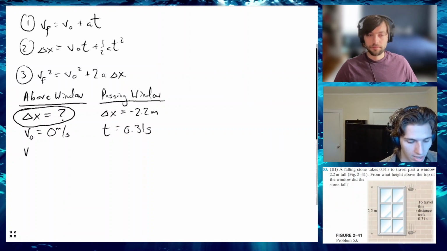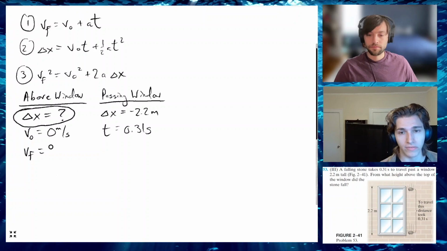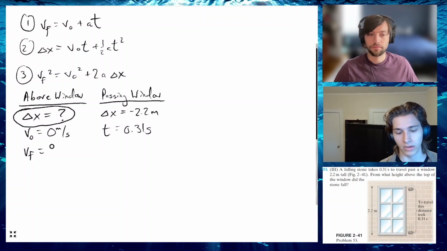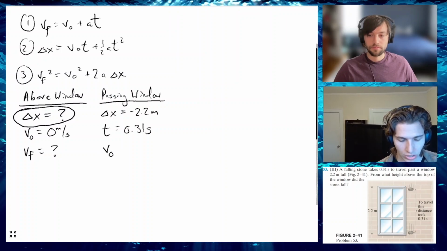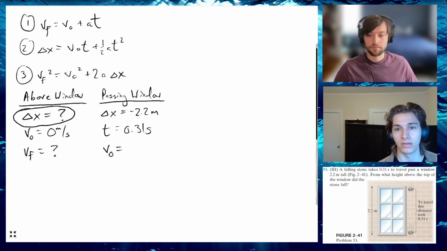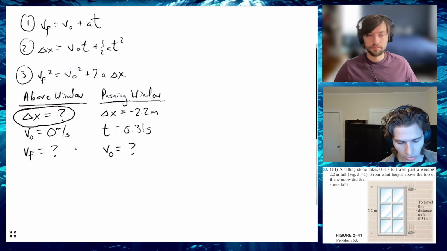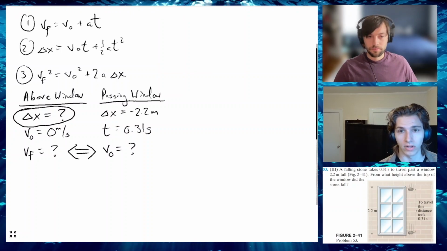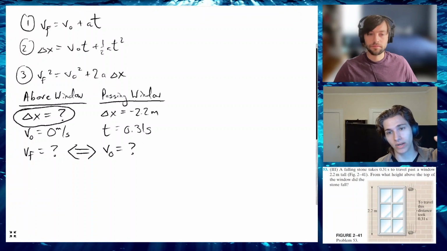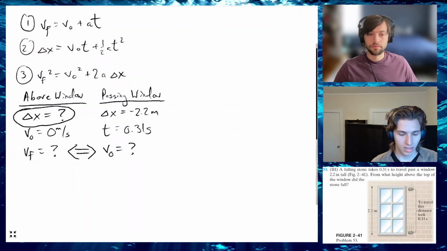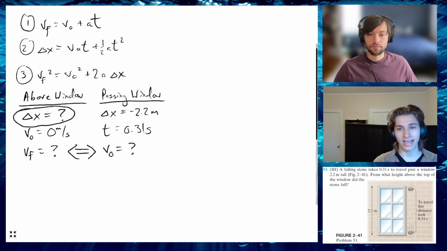The final velocity, we're going to consider to be whenever it reaches the top of the window, and it's unknown. Similarly, that can be the initial velocity whenever it's passing the window. It's unknown. So these two are equal. The final velocity above the window, whenever it reaches the top of the window, is equal to the initial velocity as it's passing the window.